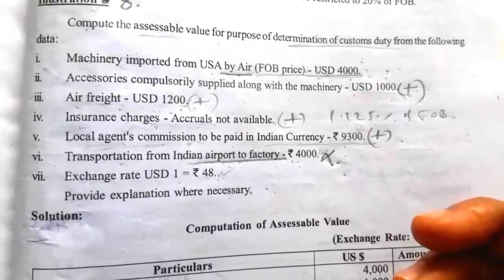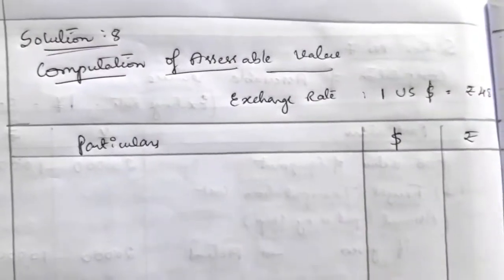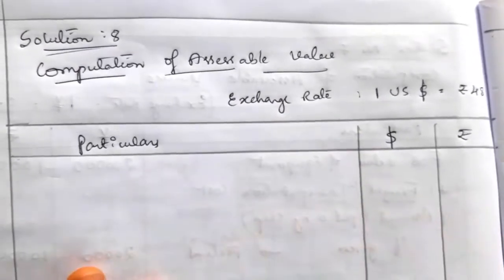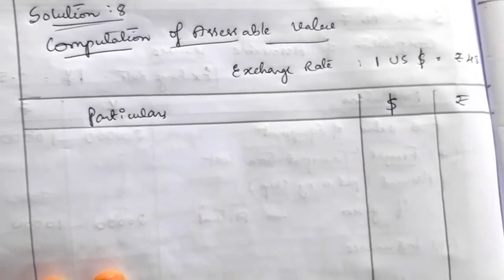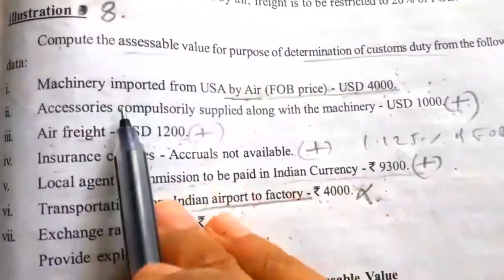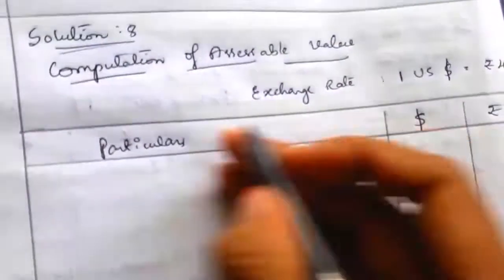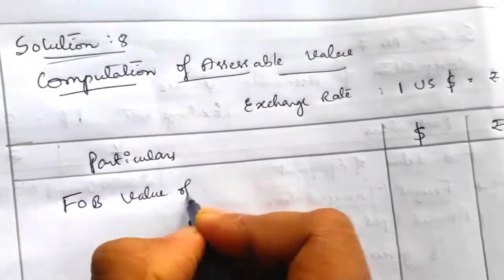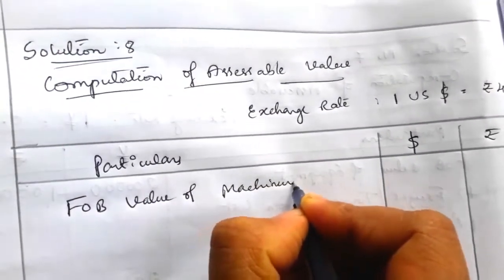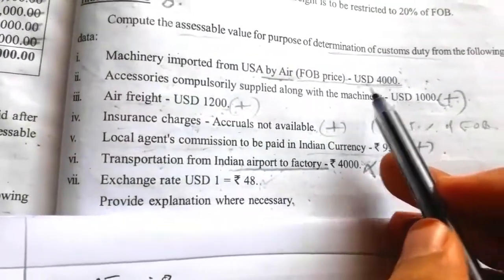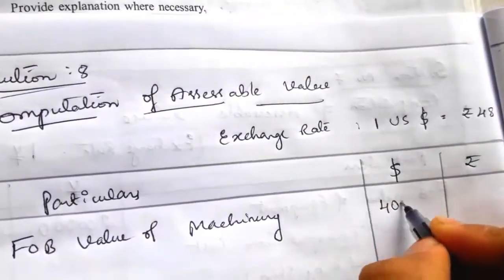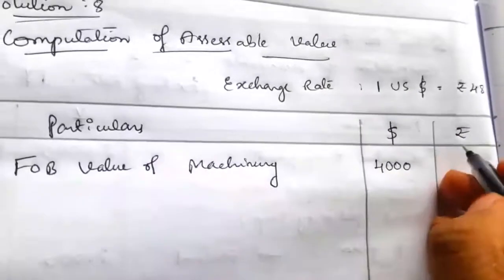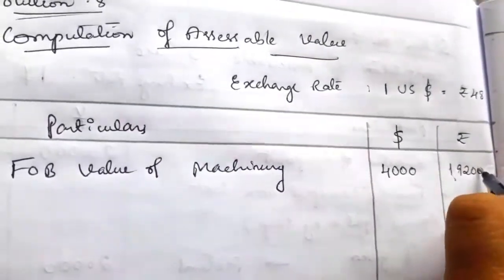Okay. So now write the heading computation of assessable value. Solution number 8, computation of assessable value. Here we have to consider exchange rate 1 US dollar equal to rupees 48. So three columns: particulars and two amount columns. In this illustration they have given the machinery FOB value directly. So take FOB value of machinery. What is the FOB value given in the illustration? That is US dollar 4,000. So write the value in the dollar column 4,000. Now we have to convert 4,000 into 48. So that is equal to 1,92,000, the FOB value of machinery.